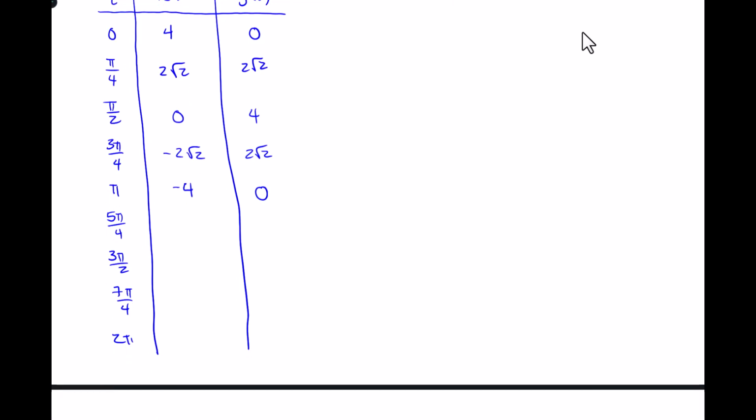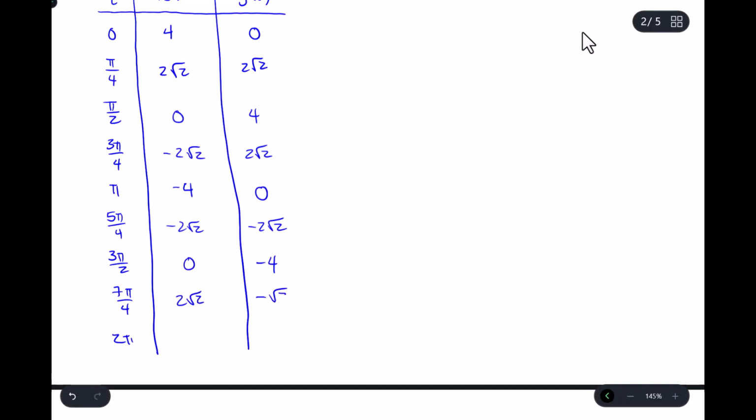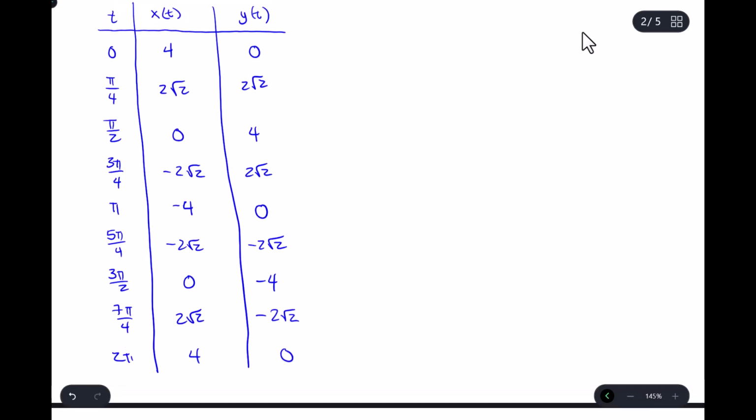5 pi over 4, we're down in quadrant 3, where both sine and cosine are negative, but it's going to be 2 root 2 for each of those values, just both negative. 3 pi over 2 is another quadrantal, 0, negative 4. And then 2 root 2, negative 2 root 2. And finally, 4, 0 again. Okay, so let's take these points and plot them.